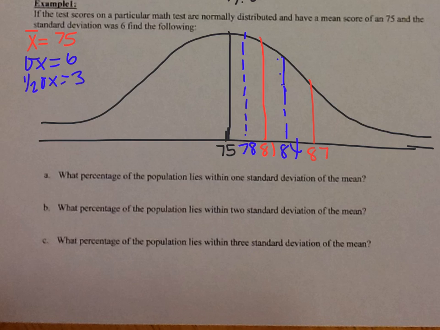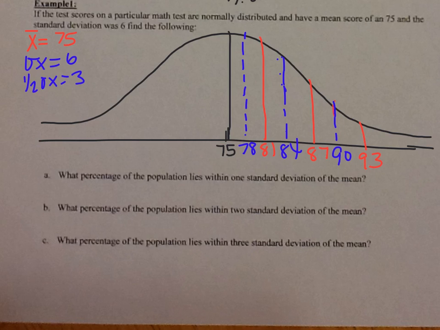So right now, this is a half. This is one whole standard deviation. One whole standard deviation from the mean is 81. Two whole standard deviations from the mean is 87. All right, another half. Another half puts me at 90. And then another half puts me at 93.